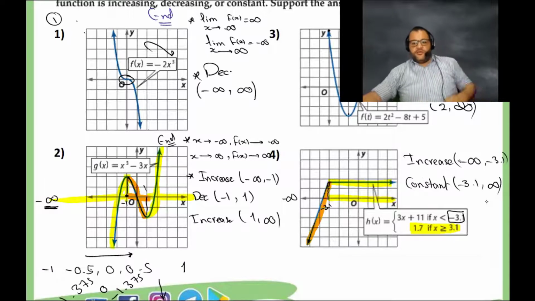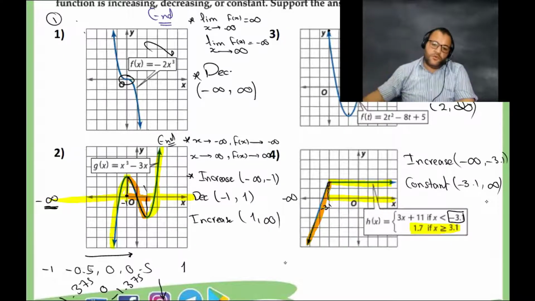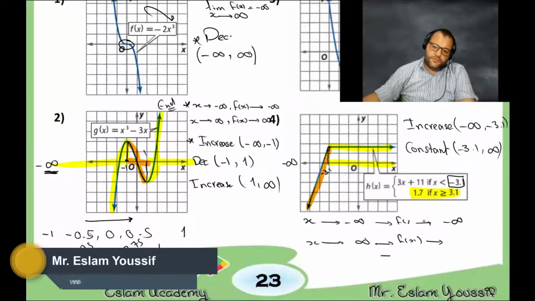So who can read the end behavior for this function? The end behavior. f of x, when x tends to negative infinity, and when x tends to positive infinity. What will happen to the function? First, when x tends to negative infinity, f of x is negative infinity. And for this one, f of x equals whatever the value of y is. What is the value of y now?